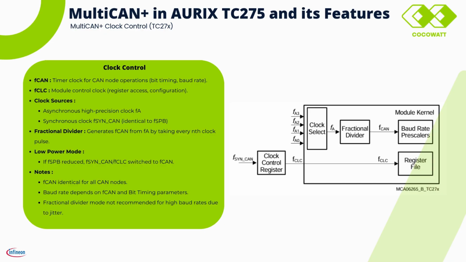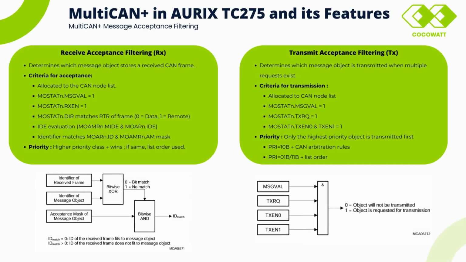Finally, let us touch on the low power mode. If FSPB is reduced, the system switches fsync_can and FCLC to FCAN. It is important to note that FCAN remains identical across all CAN nodes and the baud rate is determined by FCAN alongside bit timing parameters.